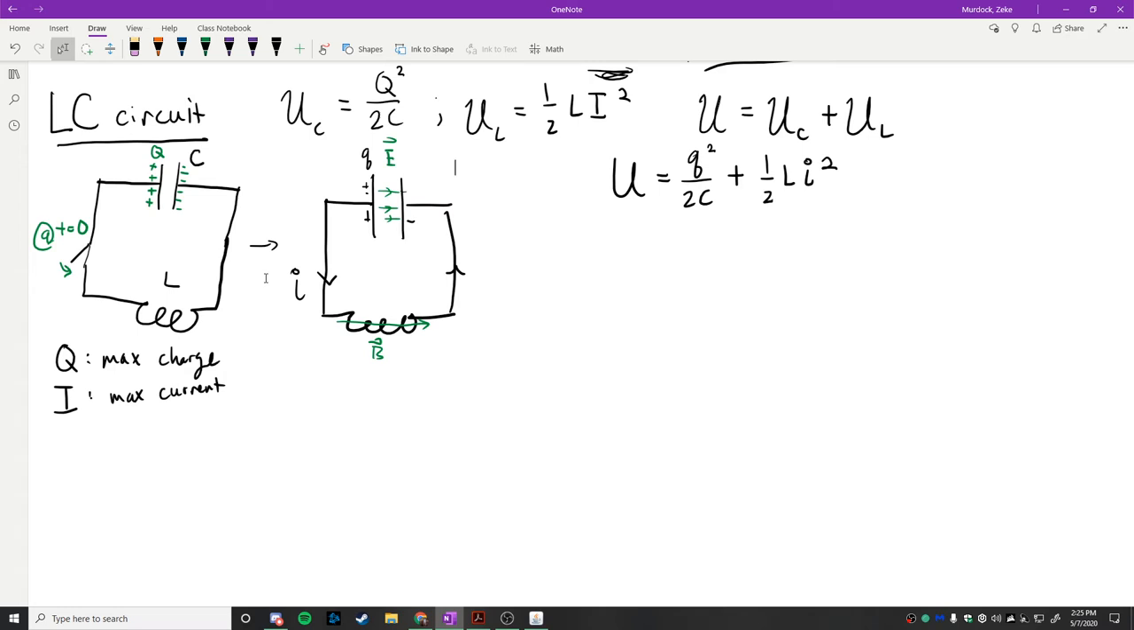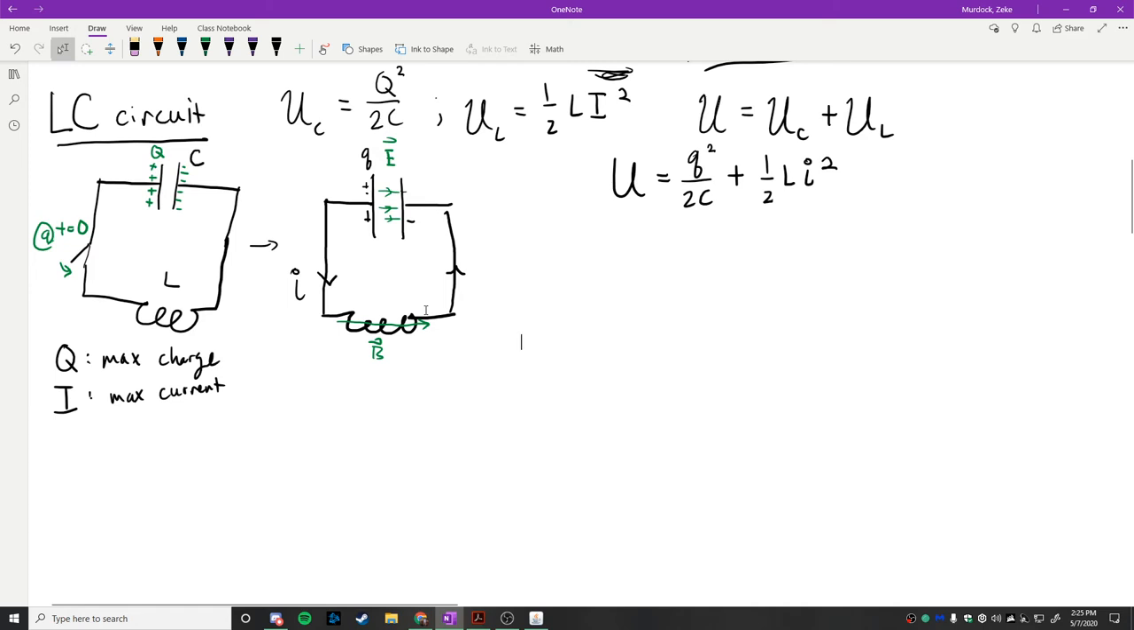I think you said discharge. Yeah, it would discharge, right? The charges would just flow around to the other plate. And that's also what's going to happen here, too. Eventually, there will be no charges on that capacitor, right? And at that time, there's going to be some current flowing in the circuit.